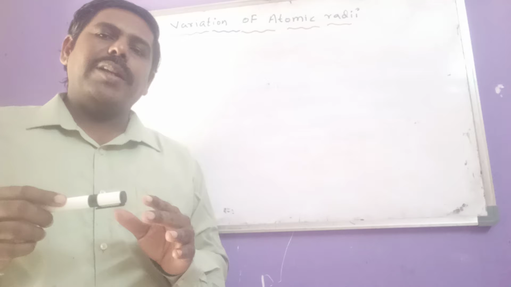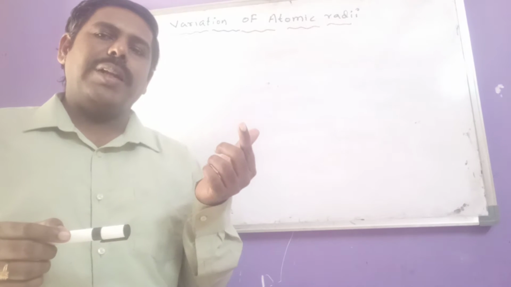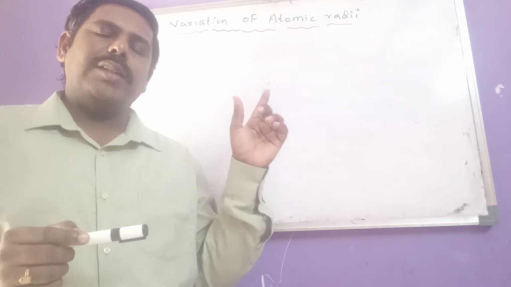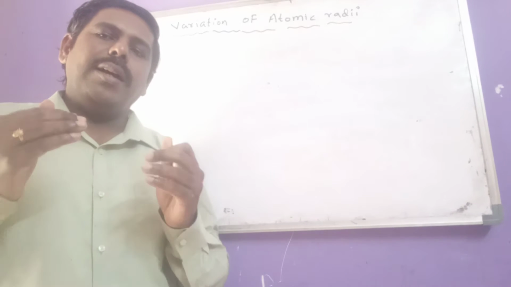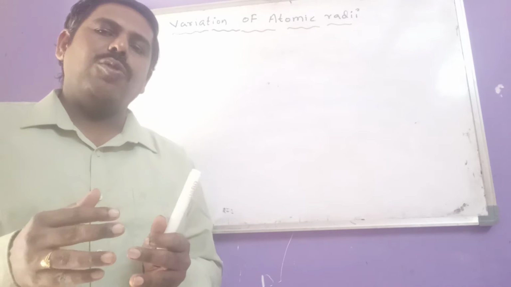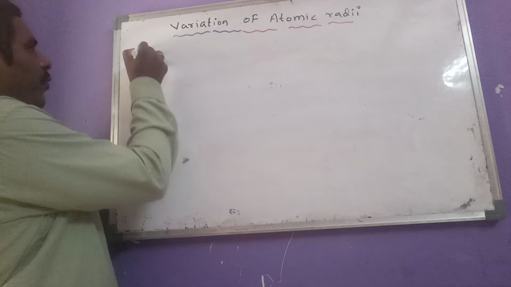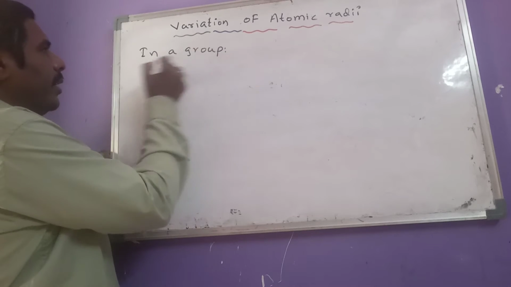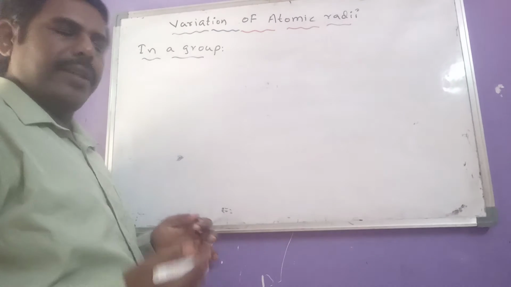The distance between the center of the nucleus to the outermost orbit of the electron cloud is known as atomic radius. Now let us see how the atomic radius will show variation in a group and in a period. First, let us go for variation of atomic radius in a group. So let us see what happens to atomic radius in a group.